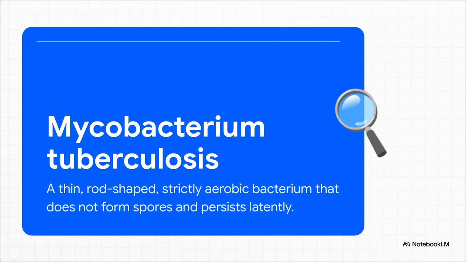So, meet Mycobacterium tuberculosis. Now, a couple of key things here. It's strictly aerobic, which is just a fancy way of saying it loves oxygen. That's why it has a preference for the very top of our lungs, where oxygen is plentiful. But its real superpower, the thing that makes it so clinically important, is its ability to go dormant. It can enter this latent state, hiding out inside our immune cells and just wait, sometimes for decades.